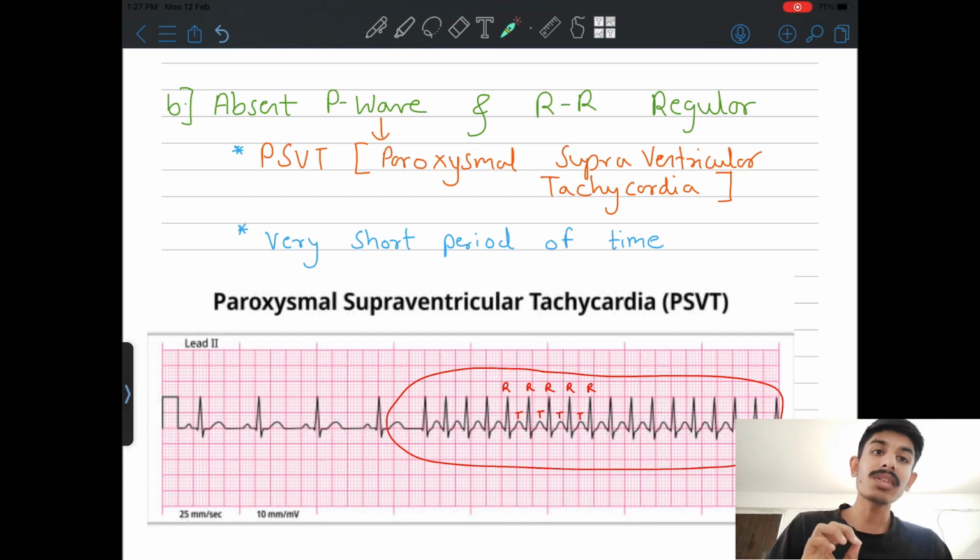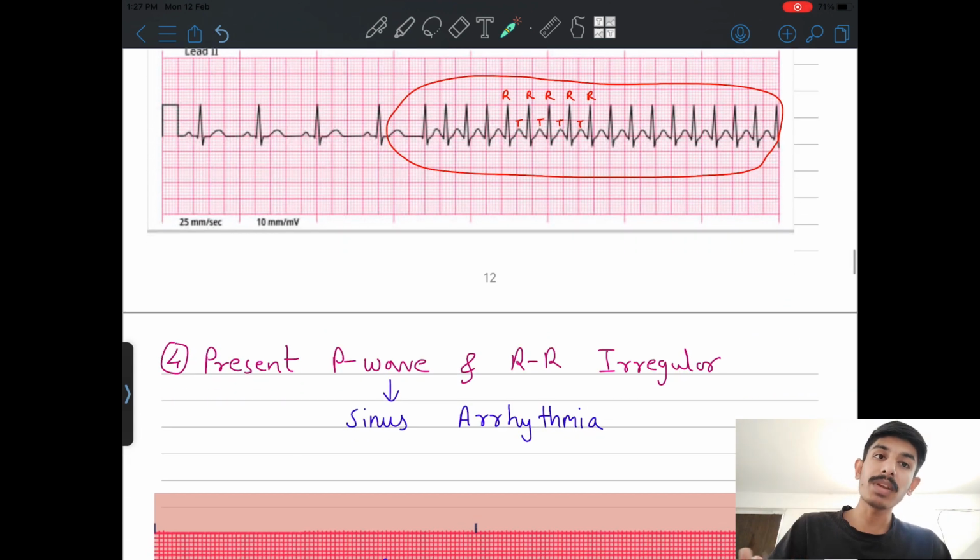And SVT also is the same, but it is not for a short period of time. So never confuse between them. PSVT is for a short time, but SVT, supraventricular tachycardia, is not for a short time. Okay, and in both places the P wave is absent and RR is regular.